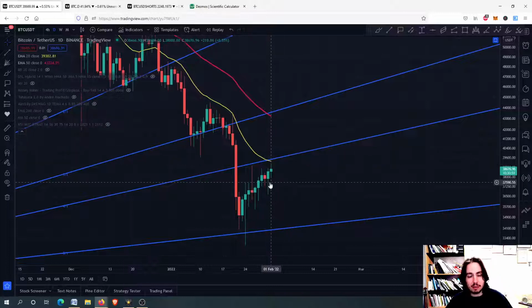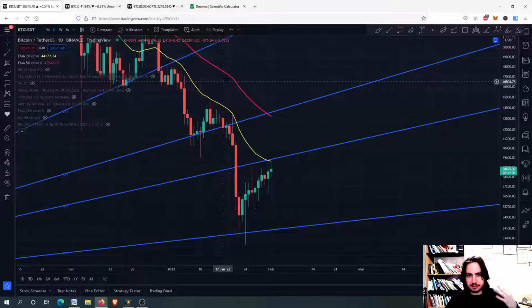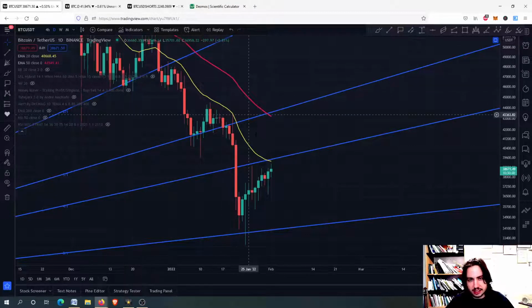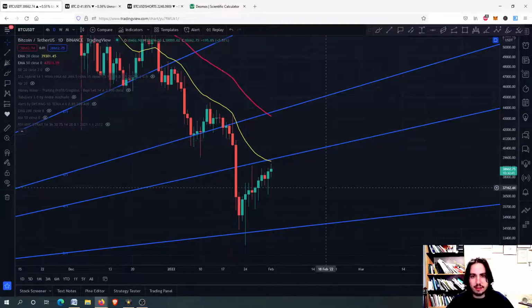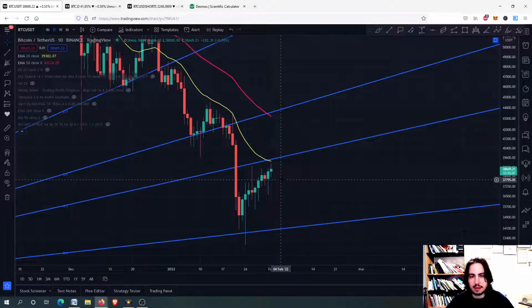I feel like February is going to be good, especially for altcoins. As Bitcoin's dominance starts to decrease, altcoins that have very strong bullish RSI divergences will go even higher, and we are going to see some nice uptrend for the altcoins.